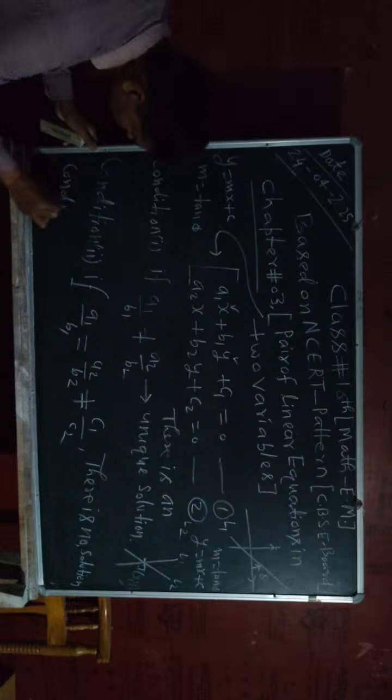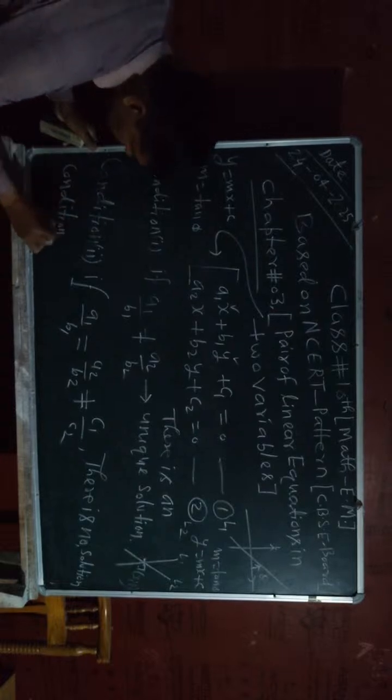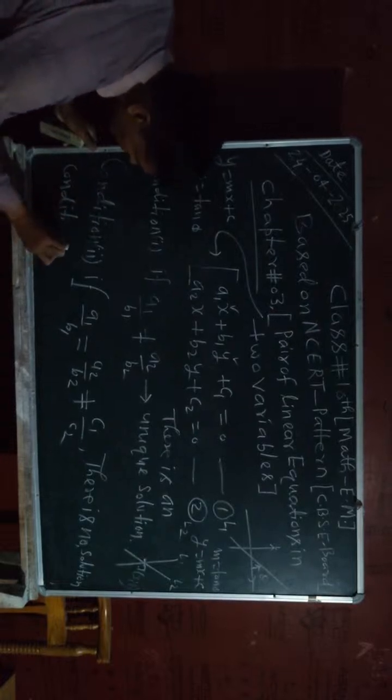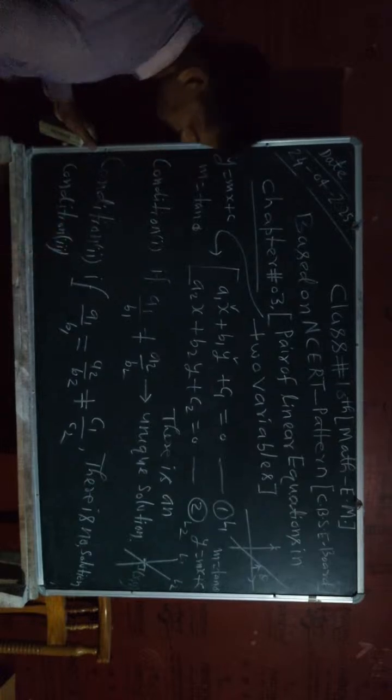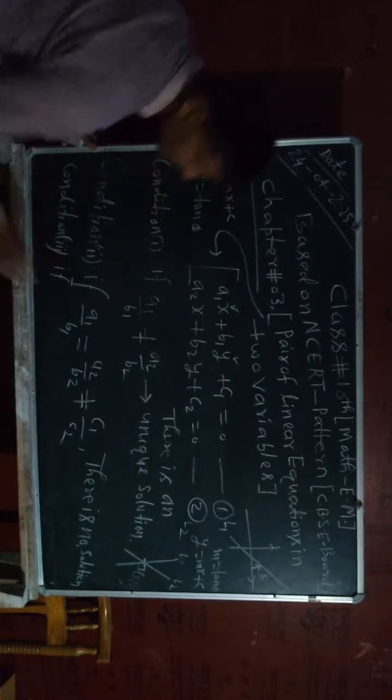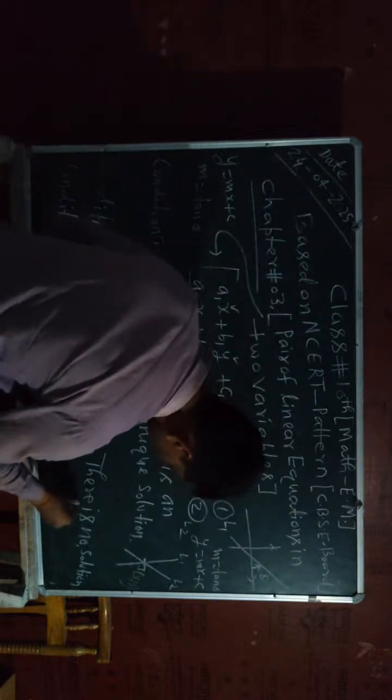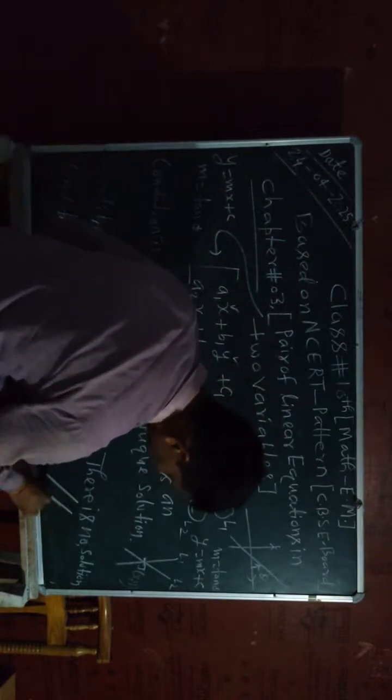Condition number 3. Here I am going to explain condition number 3, and I am also going to explain its geometrical meaning. Here I will say one line is like this and the other line is also like this.